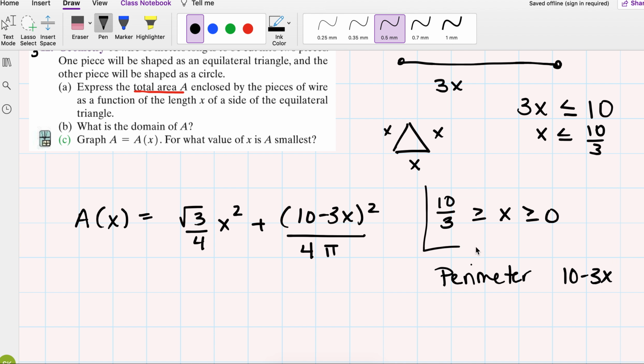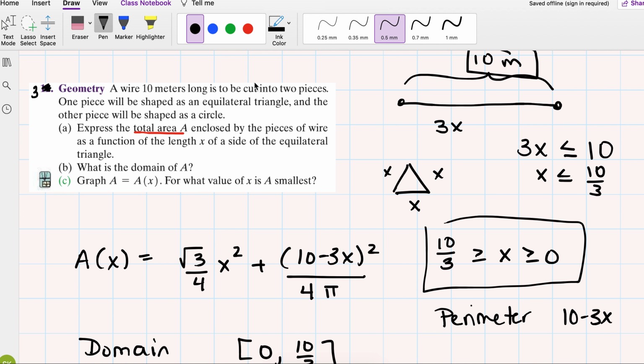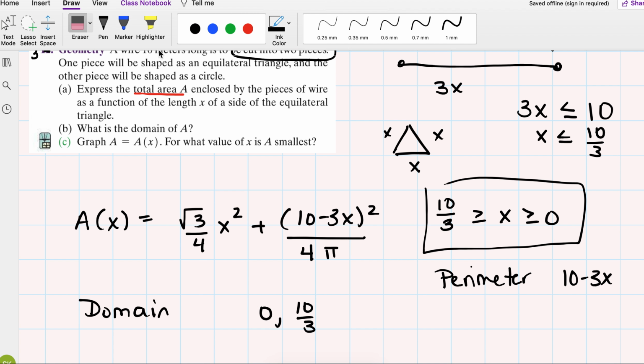So the domain, if you want to put it in interval notation, is from 0, we can equal 0, to 10 over 3. Now, if you actually want to have at least an equilateral triangle and a circle, let's say you want to make a cut. So if I'm forcing you to make a cut into 2 pieces, then you can't be equal to 0 and you can't be equal to 10 over 3. Because if you're equal to 0, then you're not making a cut, right? There's no cut, because you're using the whole wire to make the circle.